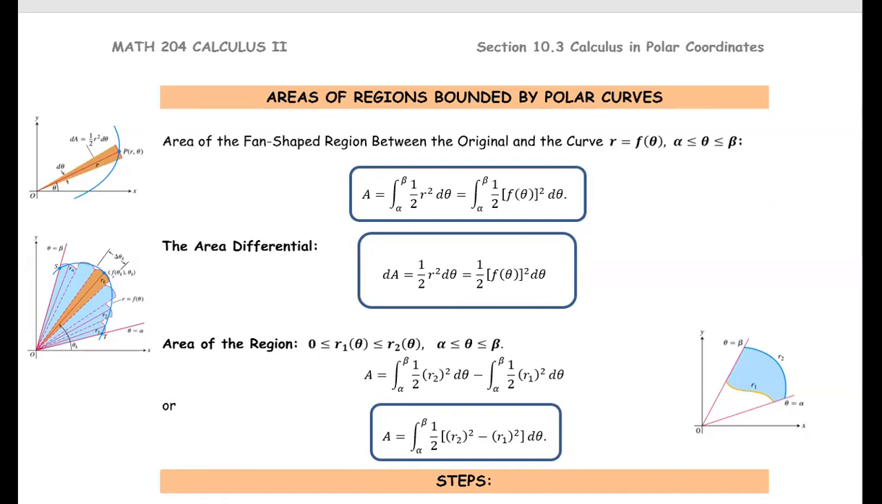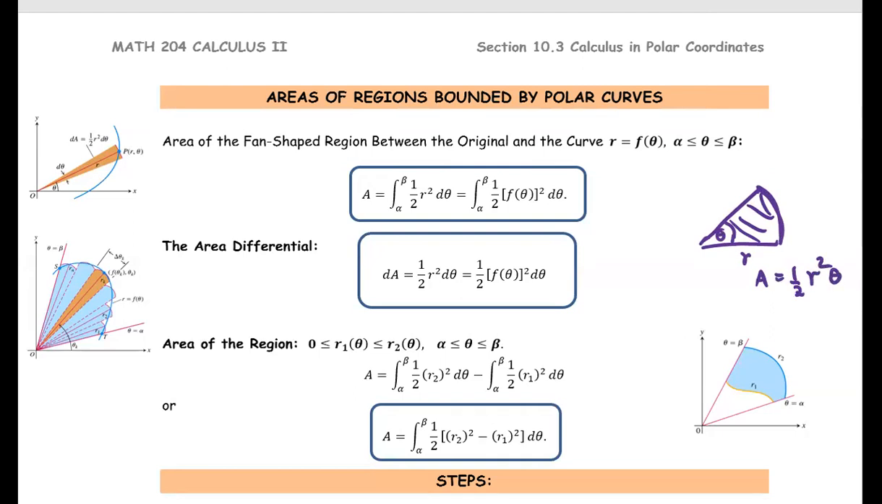Recall in trigonometry, for a circle of radius r, we are going to find the area of the sector with an angle theta from the initial side to the terminal side. The area A is 1/2 times r squared times theta.